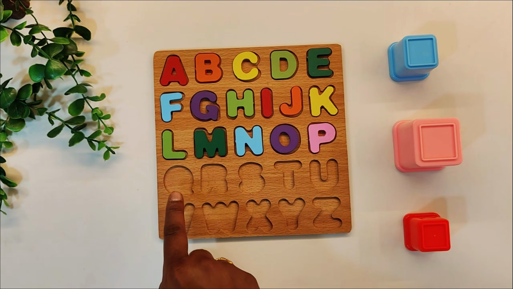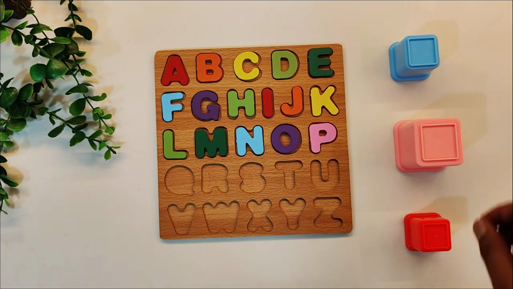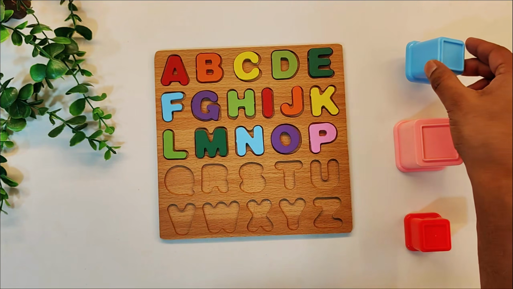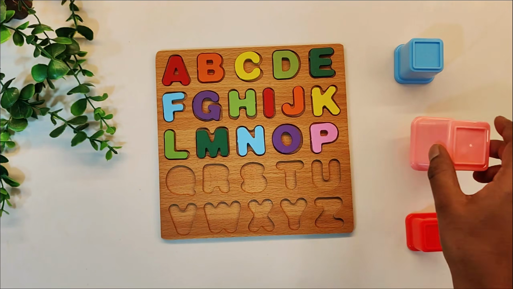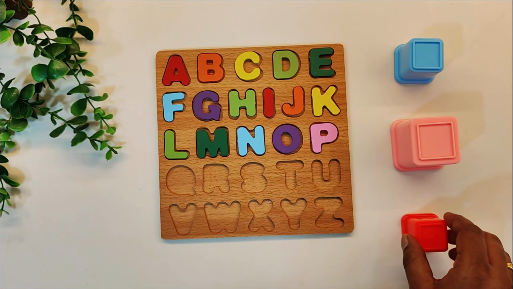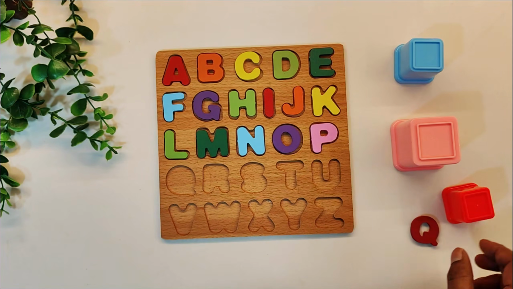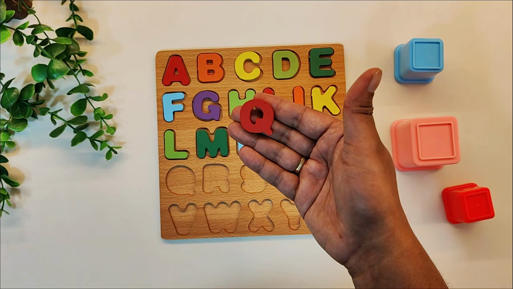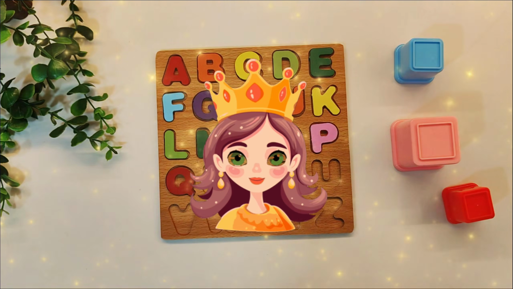Let's look for the next letter now. Is it under the blue box? It's not here! Is it under the pink box? Not here as well! Is it under the red box? Yes, there it is! It's the letter Q! Q for queen!